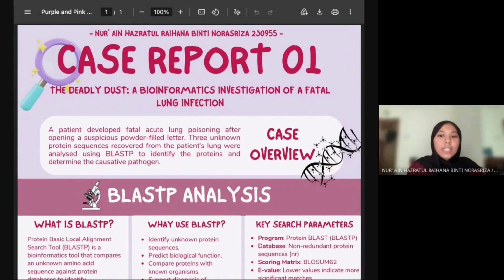My matrix number is 230955. Today I will present case report 1, which investigates the pathogen responsible for a fatal lung infection using protein BLAST, or BLAST-P. In this case, a patient from Hospital Tuaran Sabah died after developing severe respiratory symptoms following exposure to a suspicious powder contained in a letter. Three unknown protein sequences were isolated from the patient's lung sample and analyzed using BLAST-P to identify the proteins and determine the most likely pathogen.